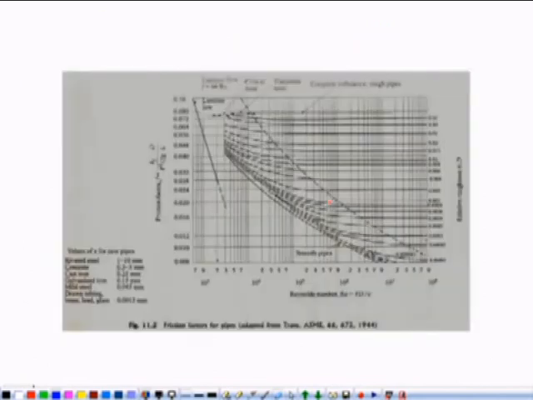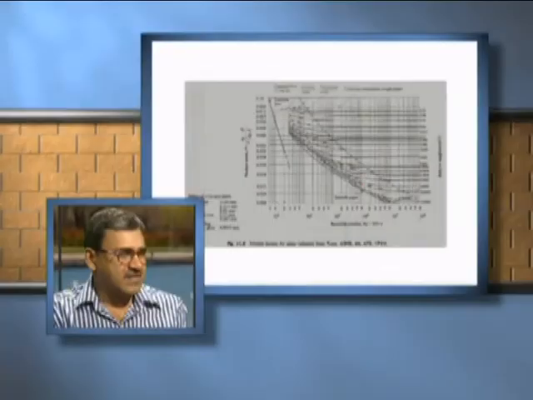Moody chart, we also discussed in the last class. This is the Moody chart, which was given to us by Moody by conducting a lot of experiments, and this was published in 1944. Scientists still use the Moody chart for finding the friction factor for turbulent flow. This Moody chart we discussed in the last class.